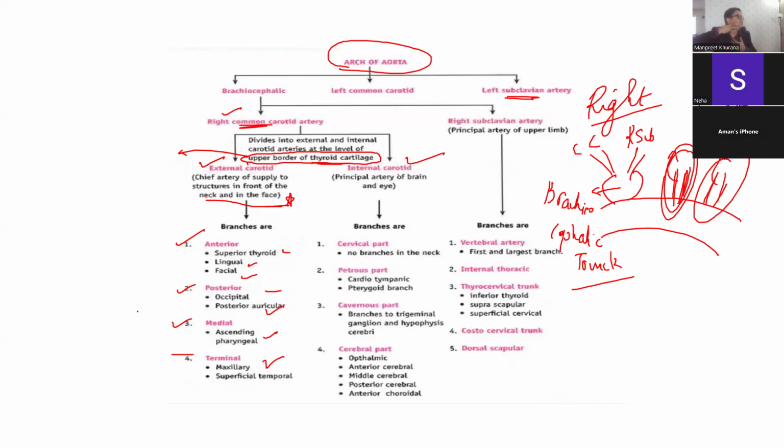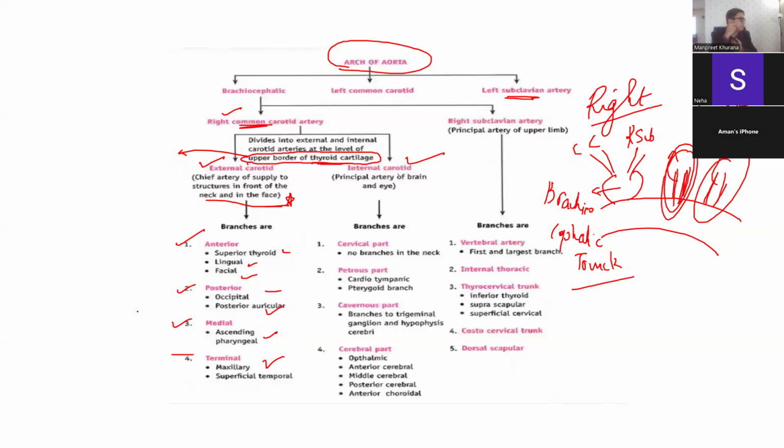So there are three branches anteriorly, which are the facial, lingual, and superior thyroid. Then we have posteriorly two branches, occipital and posterior auricular. This is the occipital bone and this is the auricle, so posteriorly we have two, occipital and posterior auricular behind the auricle. Then we have medial, you can say medial is inside, so it is ascending pharyngeal. And then we have terminal. Terminal branches are superficial temporal and maxillary artery.